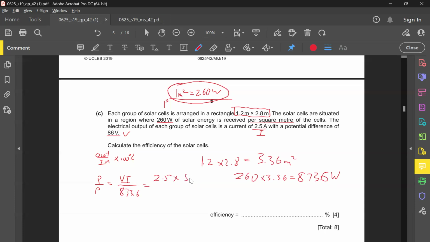So from here, it will be basically 2.5 times 86 divided by the power that you have out here as input. Then you multiply by 100%, and then you get your answer. Something like 24.6%, I think. Then you round up to 25%. Doesn't matter. Even if you put 24.6, it's still acceptable.